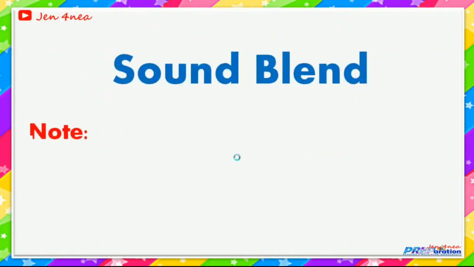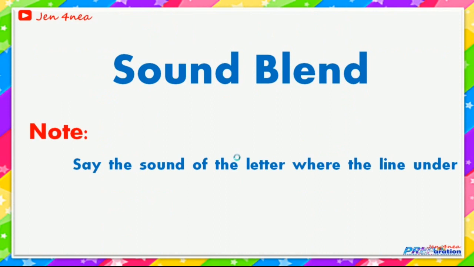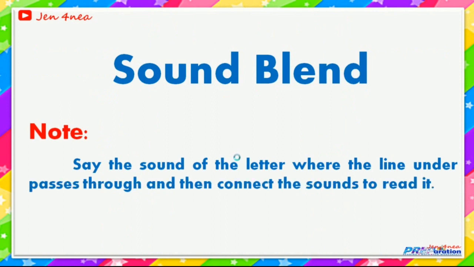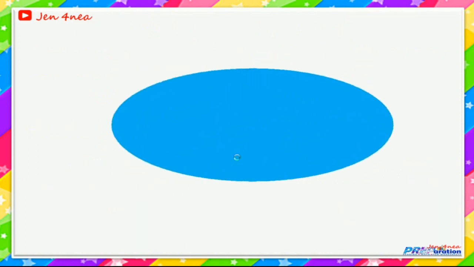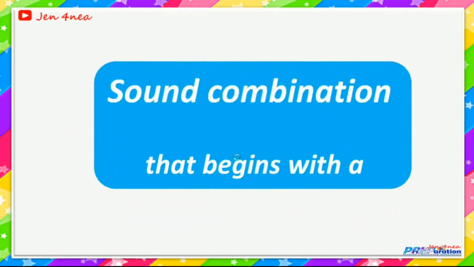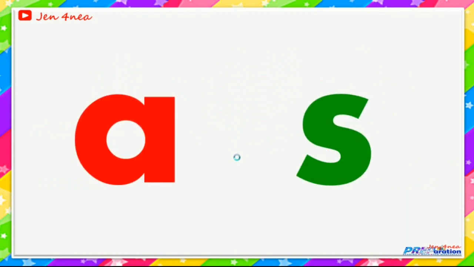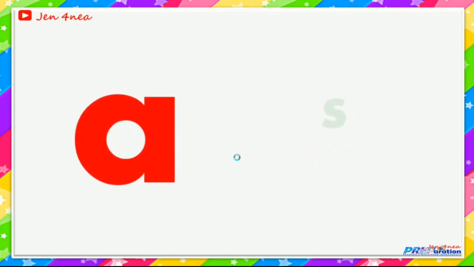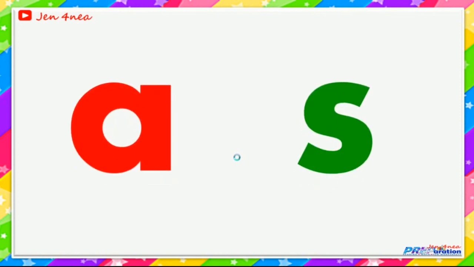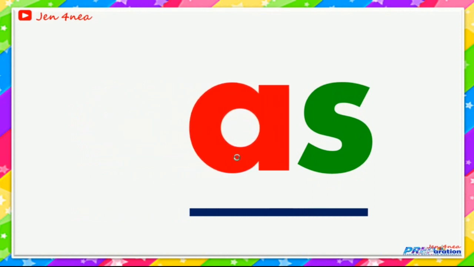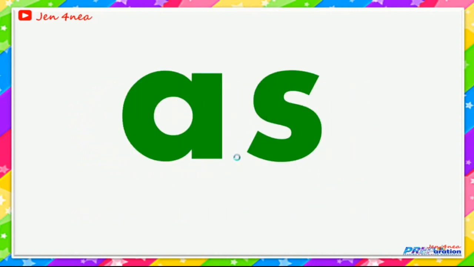Sound blend. Take note. Say the sound of the letter where the line under passes through and then connect the sounds to read it. Sound combination that begins with A. A. S. A. S. Ass.